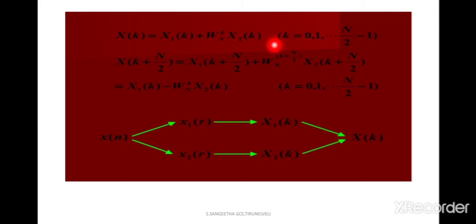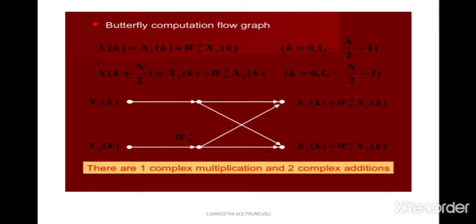Substituting k for k plus N by 2 in the terms, the value will be X1 of k minus W_N^k X2 of k, where k ranges from 0 to N by 2 minus 1. Here x of n will be separated as x1 of r and x2 of r. So x1 of r is computed as X1 of k, and x2 of r is computed as X2 of k. Now X1 of k and X2 of k can be combined to give the capital X of k.